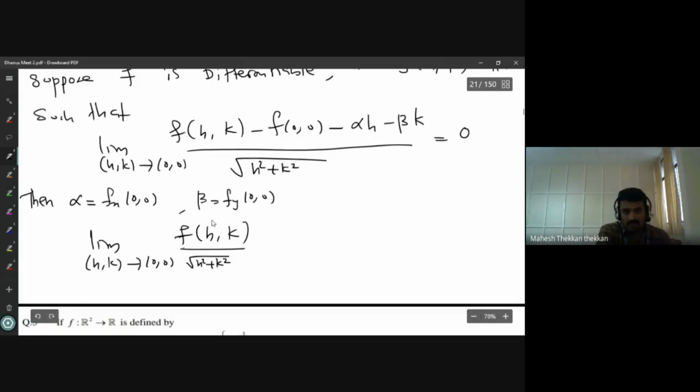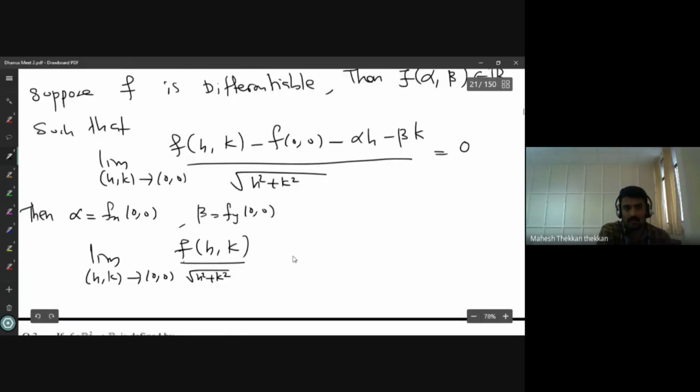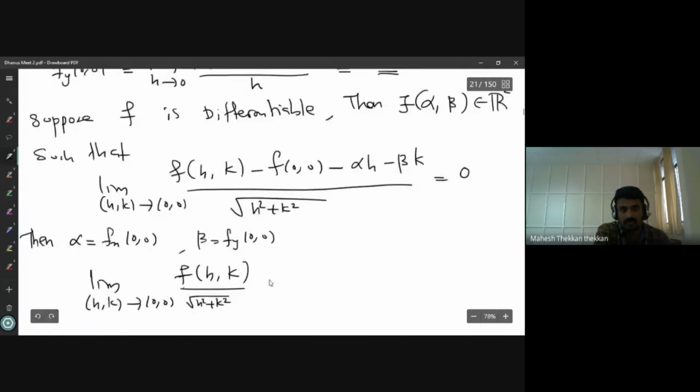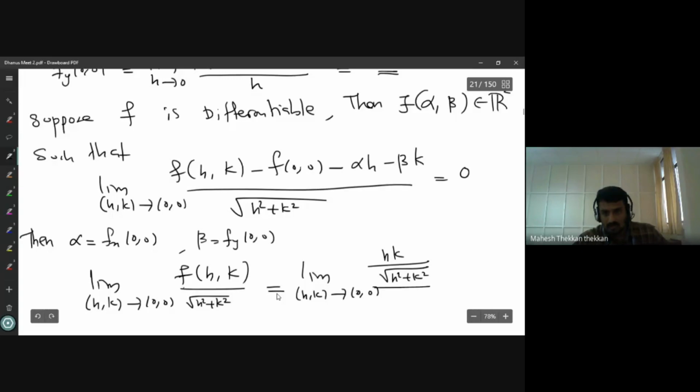So you should find this limit first. Look at your function f(x,y) is xy divided by the square root of x square plus y square. If I substitute this here, this is equal to the limit as (h,k) tends to (0,0) of f(h,k), which is hk divided by the square root of h square plus k square, and the whole thing divided by the square root of h square plus k square. So if I multiply these things, what will I get?